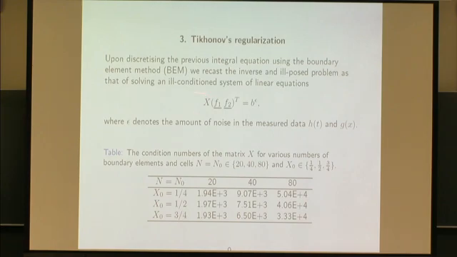We look at how bad the ill-conditioning of the matrix X is, and we have calculated the condition number with respect to the number of boundary elements, 20, 40, 80, and various locations where you put the sensor. One thing to remark is the position of the sensor is not important, so these condition numbers are of the same order. But if you look along the horizontal line, you can see that as the number of elements, the dimension of the matrix X, increases, then the condition number will increase as well. So this is getting bigger and bigger, and therefore we need to deal with this ill-conditioning somehow.